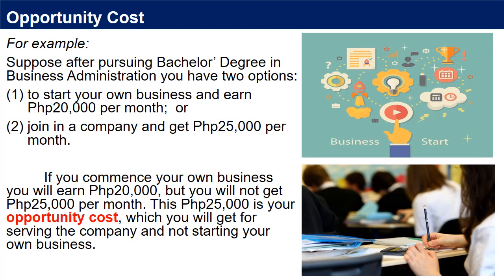Suppose after pursuing a bachelor's degree in business administration you have two options: to start your own business and earn 20,000 pesos per month, or join a company and get 25,000 pesos per month. If you commence your own business you will earn 20,000 pesos, but you will not get 25,000 pesos per month. This 25,000 pesos is your opportunity cost, which you will get for serving the company and not starting your own business.